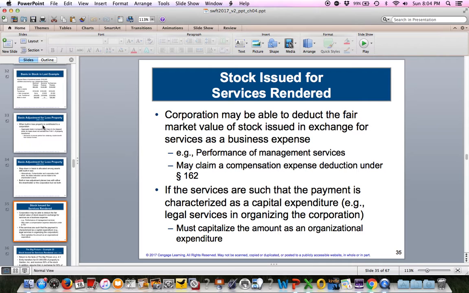Okay, so now let's talk about stock issued for services rendered. A corporation may be able to deduct the fair market value of stock issued in exchange for services as a business expense. Okay, so the performance of management services may claim a compensation expense deduction under Section 162. If the services are such that payment is characterized as capital expenditures, like legal services in organizing the corporation, you must capitalize the amount as an organizational expenditure.